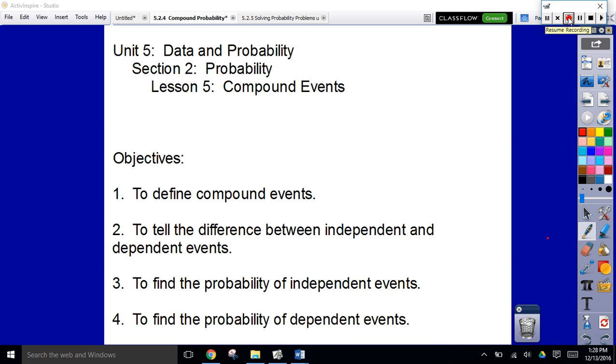Okay, so today we're going to be talking about something called compound events. Compound events means there's more than one in a row that are going to be happening. When we were making sample spaces where we talked about the probability of maybe spinning a spinner and rolling a die, that's a type of compound event as well. So we're going to talk a little more about what they are. We're going to talk about what makes an independent and a dependent event, and then we're going to find probability of both of those types of events.